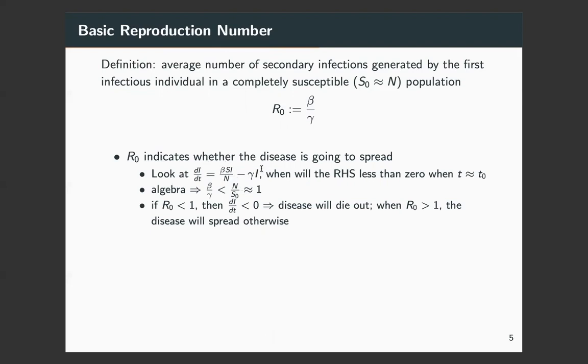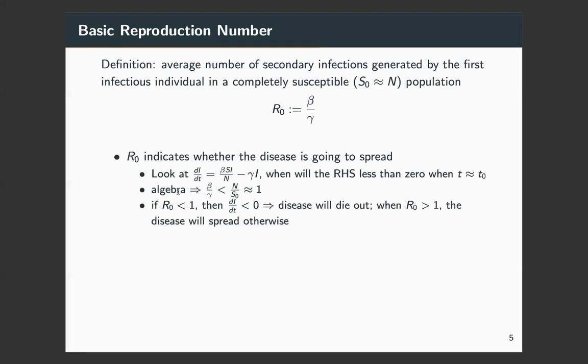If this term is less than 0, that means dI/dt will be less than 0, which means the size of the infectious population will decrease. And that is a good thing.